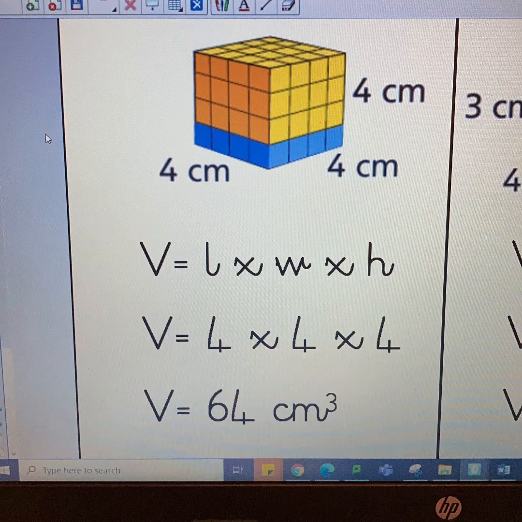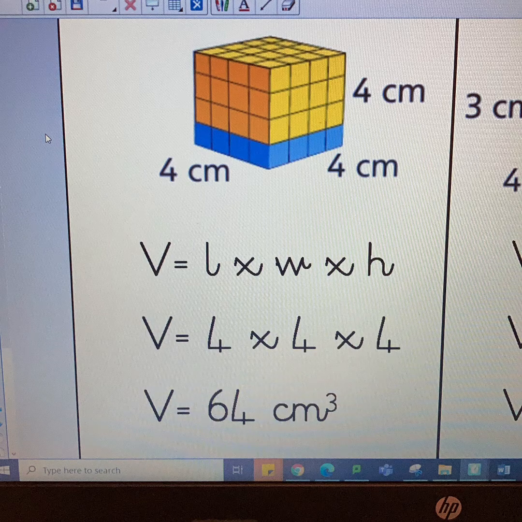Right, answer time then. So the first one was Aki, and Aki had a cube. And the dimensions of this cube were 4 centimetres times 4 centimetres times 4 centimetres. So volume is length times width times height. So I would do 4 times 4, which is 16, times by 4 is 64. And my units, I've done centimetres times centimetres times centimetres. So it's centimetre cubed. So my answer would be 64 centimetres cubed.